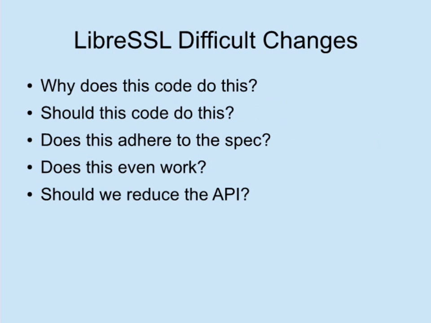Then there's the hard stuff. Why does this code do this? Should the code do this? Does it adhere to the spec? Does it work? These are all the hard things. And then there are things like, should we reduce the API? OpenSSL exposes the entire API, both the internal stuff and the external stuff. And it's hard to know what really should be in that, what should be exposed, and what shouldn't. That will probably change, but only slowly over time.